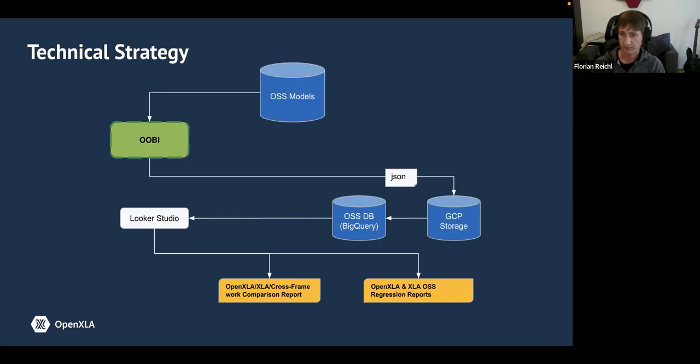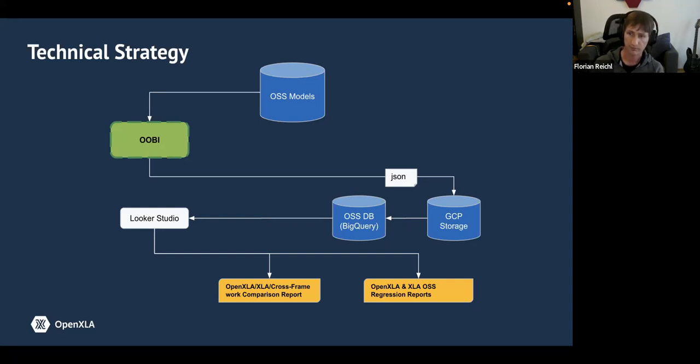On our side, we will then import these files into a BigQuery database, which is also available on GCP and accessible by the community. And we will use Looker Studio for visualization of various reports. Looker Studio, for anyone who's not familiar, is GCP's analytics solution for Google folks. This is basically the open source equivalent of Plex. And we will use this to set up all the dashboards and reporting with information drawn from these results.